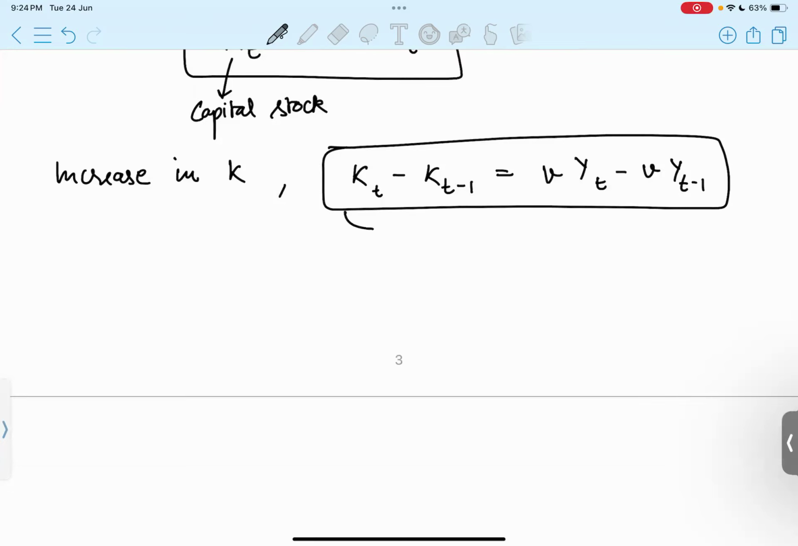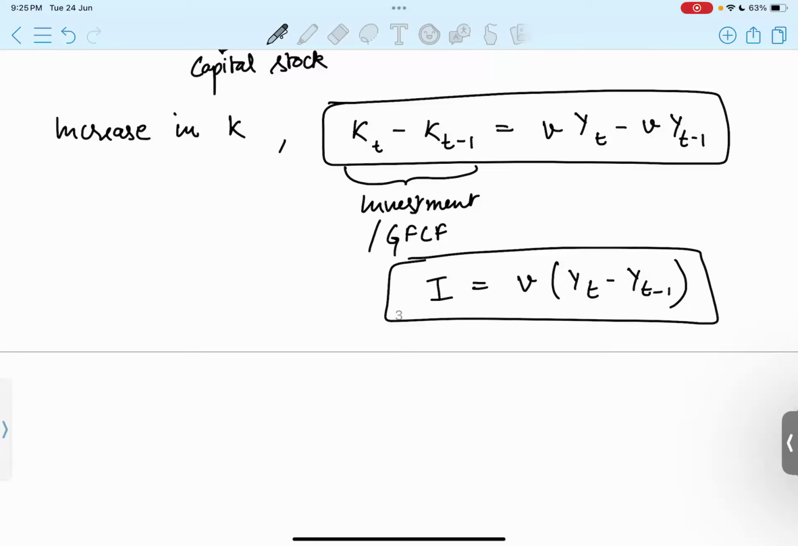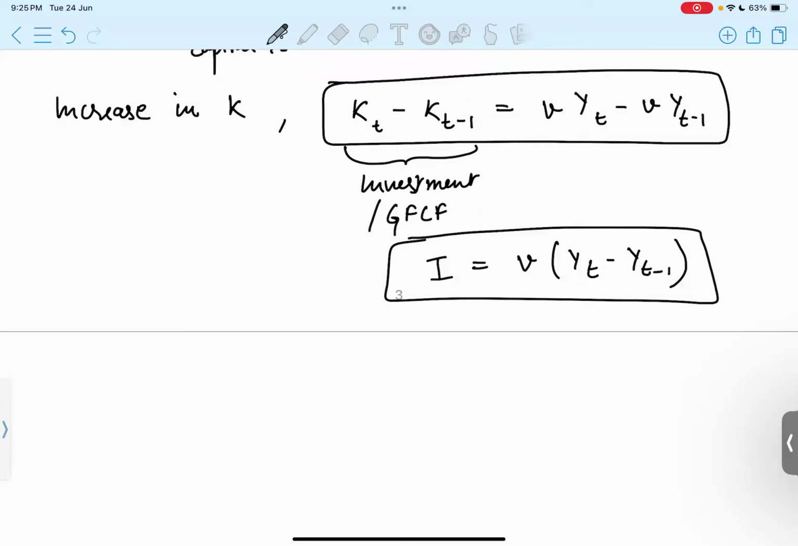So we can say in a way this part is investment, or the gross fixed capital formation that we use. So investment is written correctly like this, and we can write it in a simplified manner. The investment equation can be written in a simplified way like this. So with an increase in the level of income, we will see the investment increasing by v times more than the income. So v, in a way, we can say is the accelerator in this model.